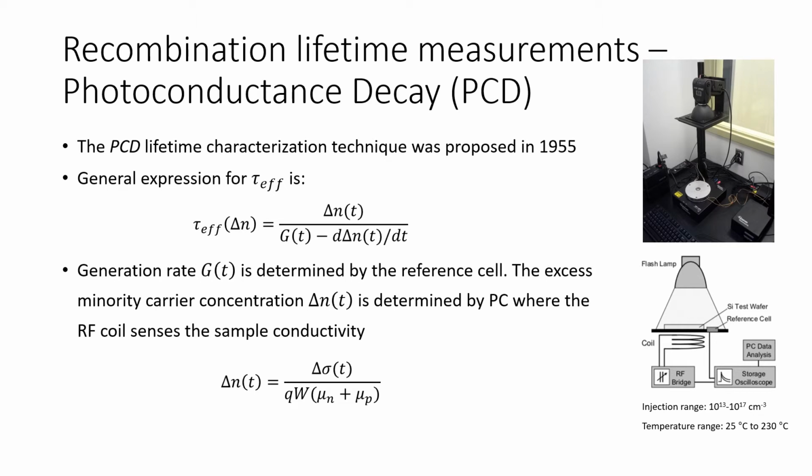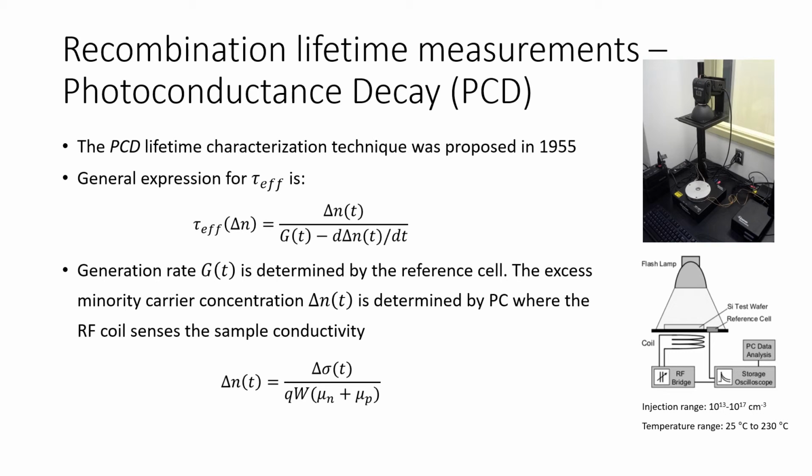So now we'll be talking about how we're going to obtain these recombination lifetime measurements using photoconductance decay, or PCD. The PCD lifetime characterization technique was proposed in 1955 and has become one of the most common lifetime measurement techniques. It's widely used. For our injection range, 10^13 to 10^17 per centimeter cubed, and the temperature range is from 25 C to 230 C.